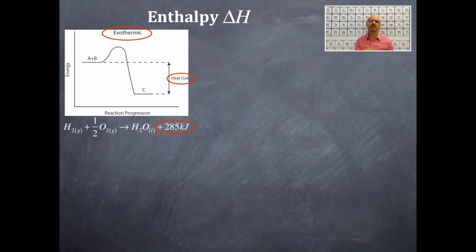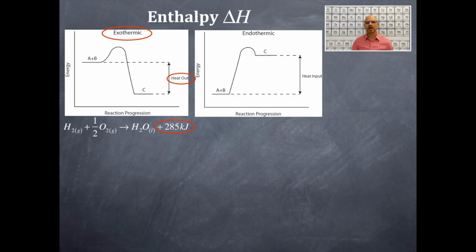Now this is counter to the opposite graph. The opposite graph is right here. A and B, the two reactants, are lower in energy than C, which is the product, and this is characteristic of an endothermic reaction. The graph is the same in that we have the energy versus the reaction progress. And the heat input is the difference between A, B, and the C. That is the reactants and the products, and that is the endothermic characteristic.